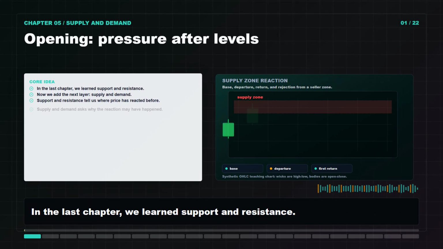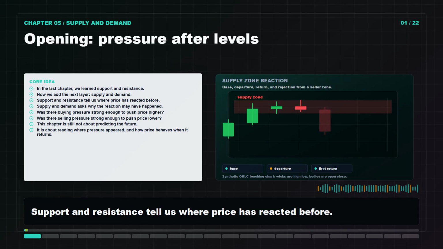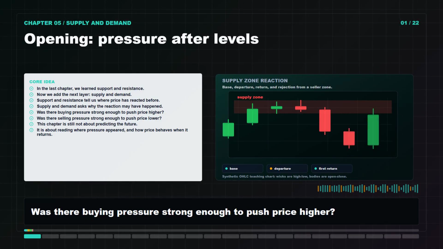In the last chapter, we learned support and resistance. Now we add the next layer, supply and demand. Support and resistance tell us where price has reacted before. Supply and demand asks why the reaction may have happened. Was there buying pressure strong enough to push price higher? Was there selling pressure strong enough to push price lower?